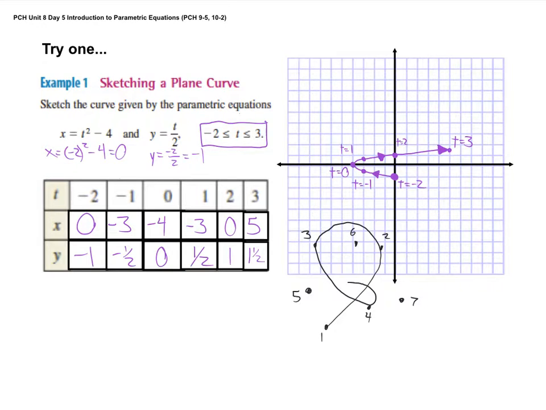Okay? But then you could show the path. Is that a graph? I don't know. It could be. But that's why we labeled the times. This is where we are, and this is when we are at that point.